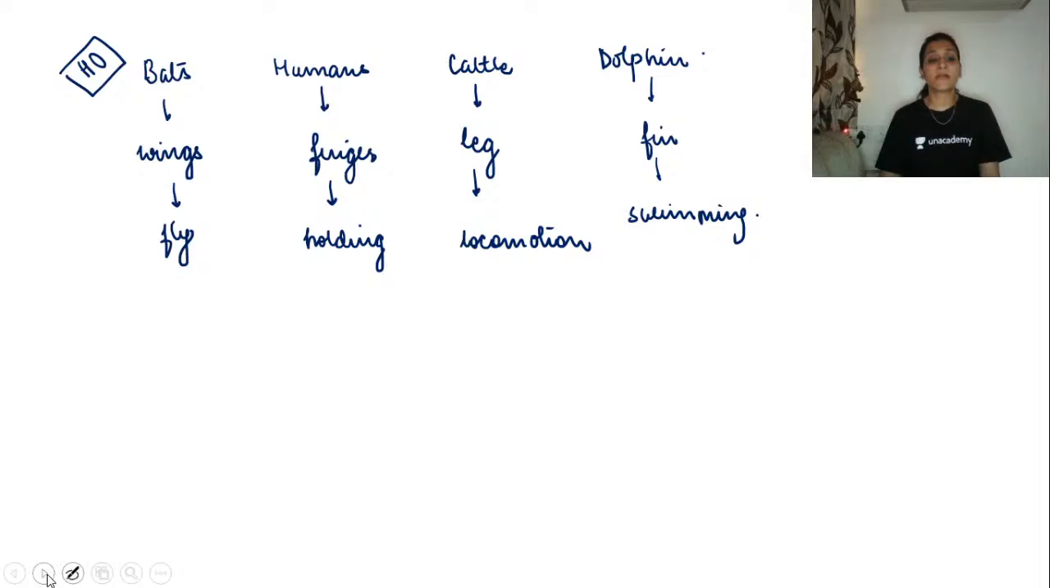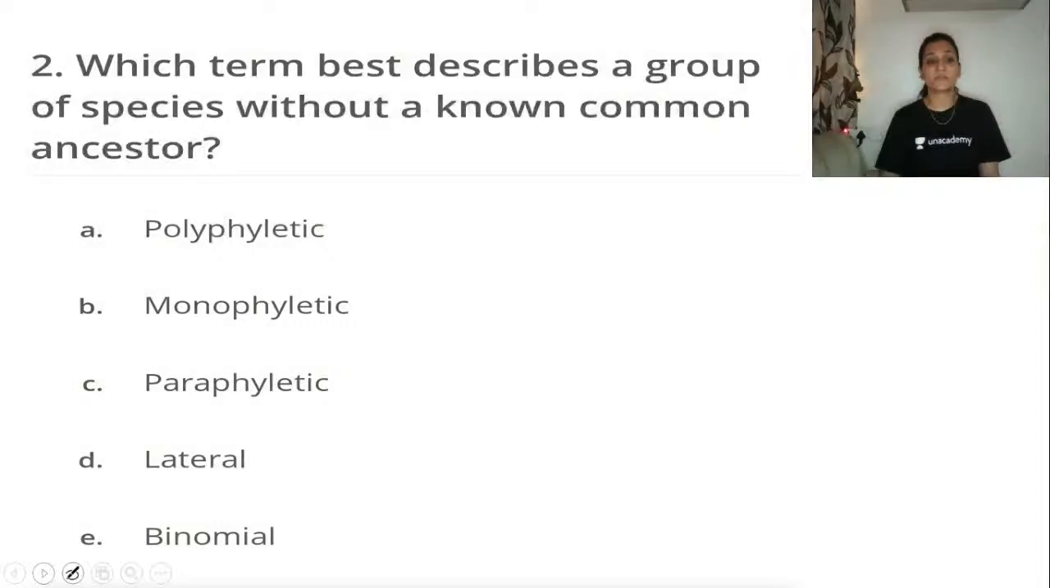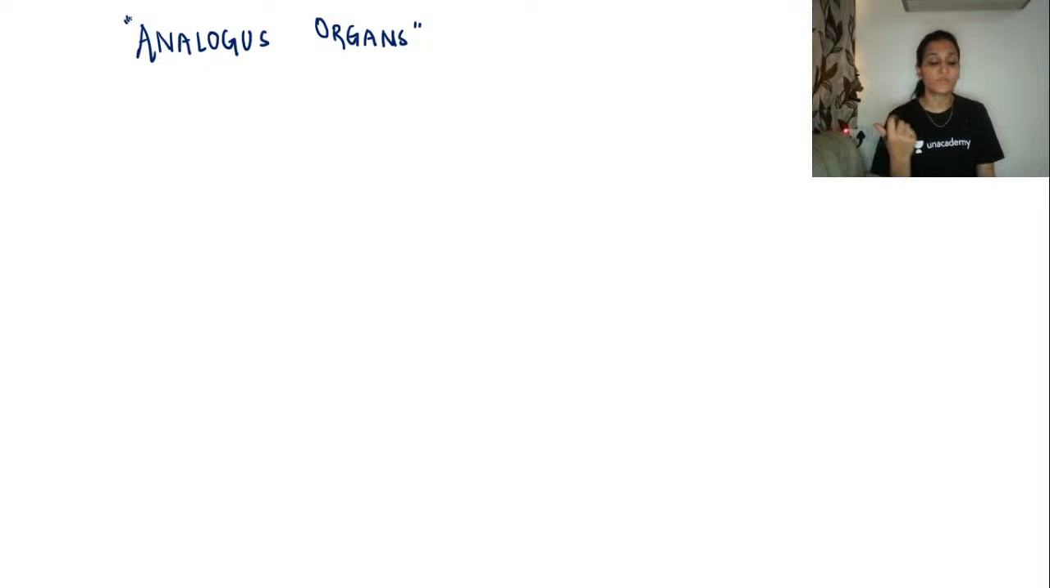Now another thing that we need to know is analogous organs. And we have kept some of the questions. We'll be dealing with the questions lastly. So next is analogous organs. Which organs are going to be called analogous? They are similar in their function but different in origin. So similar in function and different in their origin are the analogous organs.